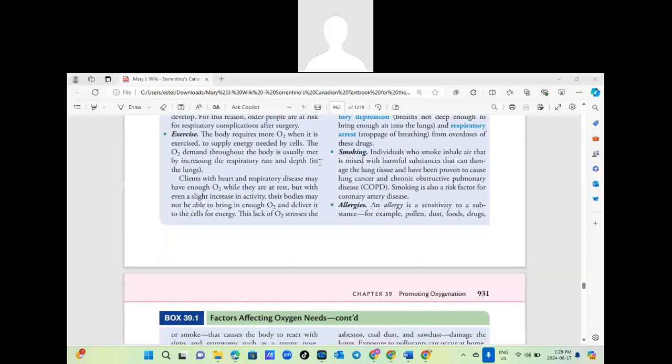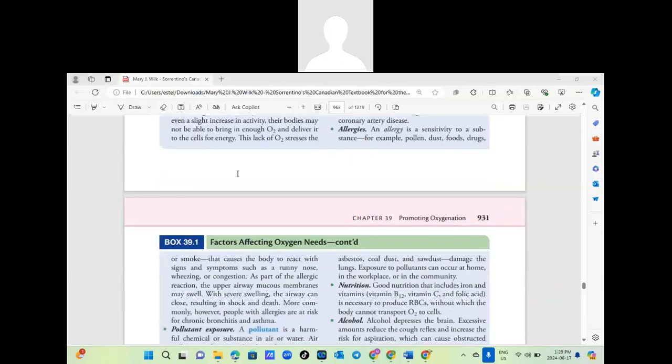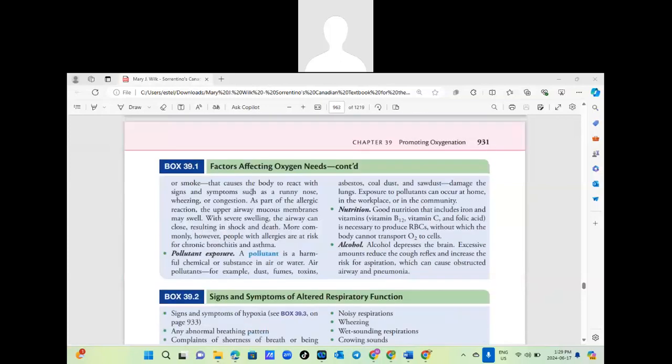Smoking is also a risk factor for coronary artery disease. So next is allergies. An allergy is a sensitivity to a substance, for example, pollen, dust, food, drugs, or smoke, even, right? That causes the body to react with signs and symptoms such as runny nose, wheezing, or congestion.